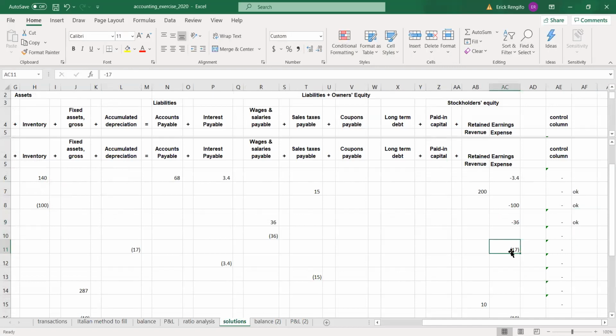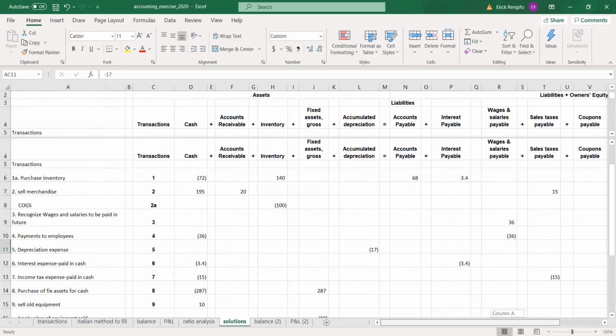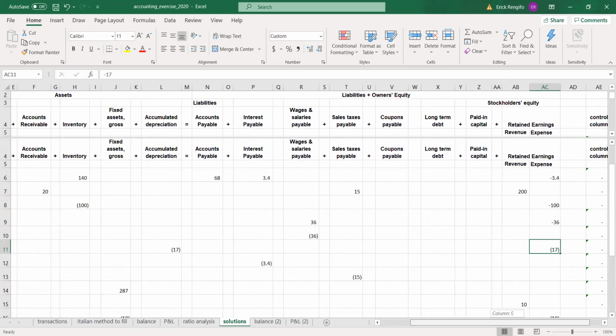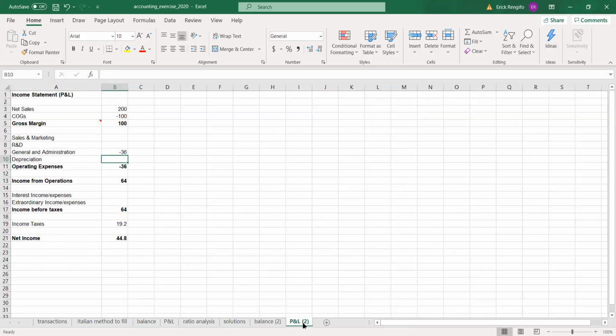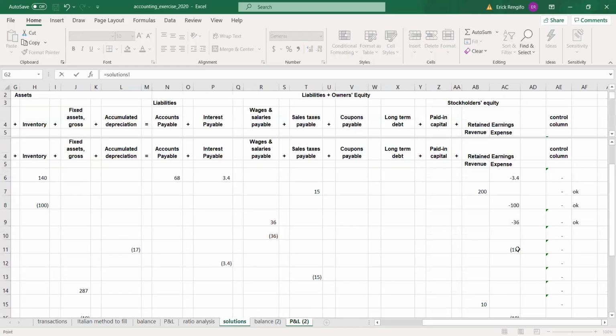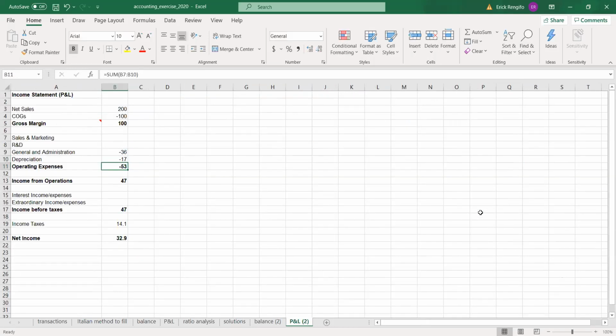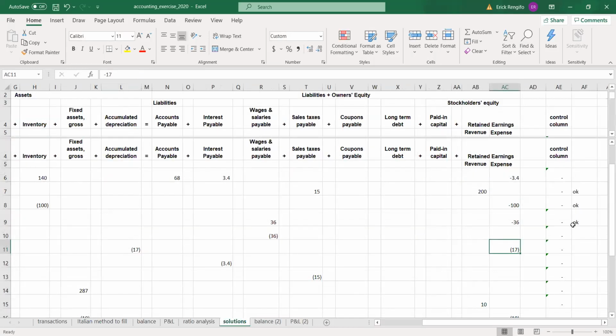What is this 17 here? Oh, depreciation. Guys, are you with me up to now? Yes. Okay, perfect. Depreciation is simply you go here, and where's my 17? Is this number here? Okay, so let's put this.